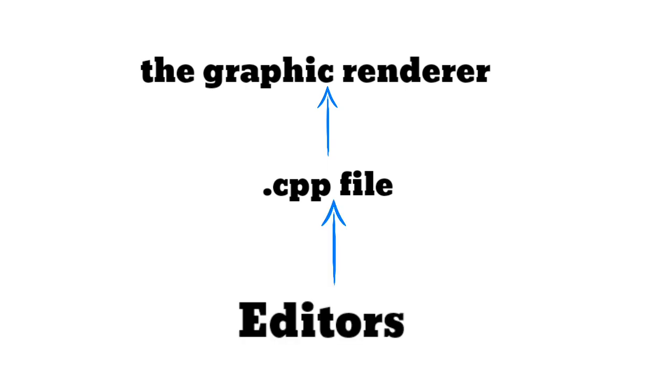Now, in my game engine, the endpoint is the graphic renderer. And the data to the graphic renderer is given by a .cpp file, or a C++ file. Now, the data to the C++ file, such as the graphic data, is given by the different editors that are present out there. So this is the basic structure of my game engine.